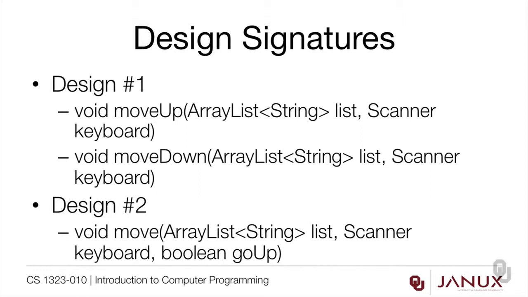Now, both of these are legitimate designs that could be correctly implemented. I've picked design number 1 as the one we're going to implement. My reasoning behind this is because we're doing data entry inside the methods, it makes a little more sense to separate move up and move down. It makes a little bit cleaner code. But if you chose the other way, it could be fine too. And in fact, you might want to implement the other way.